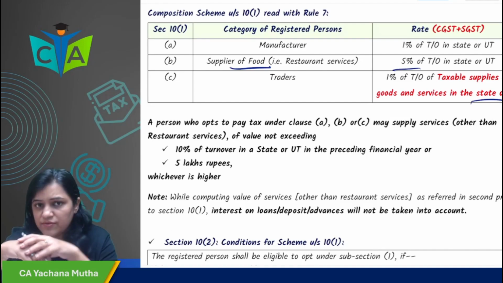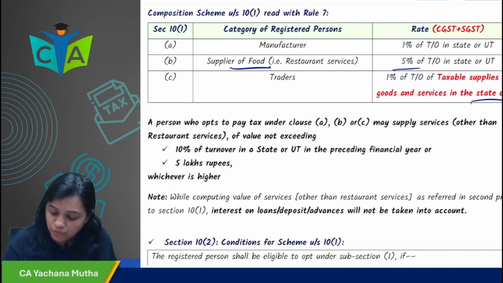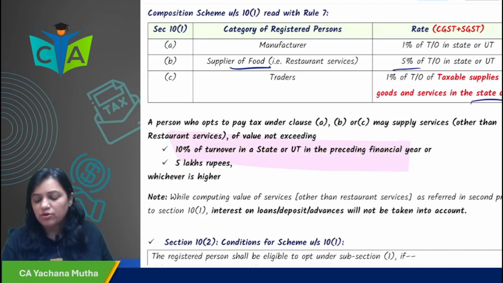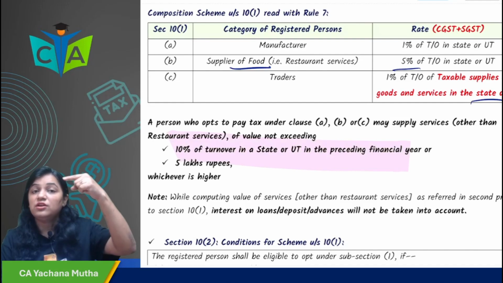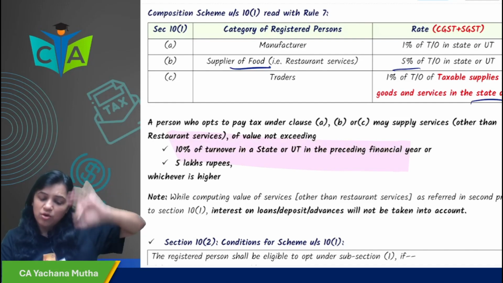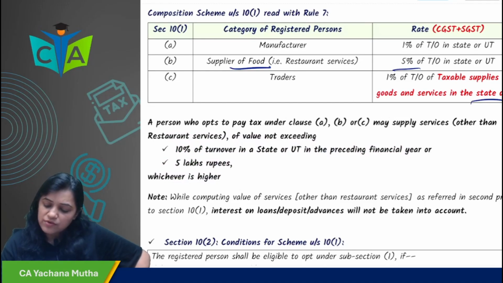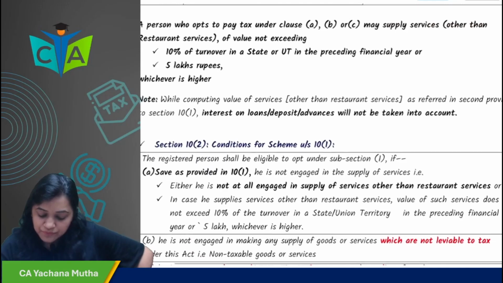Now, if you are providing services, is service allowed for 10(1)? Yes, 10(1) people can definitely avail service, but a maximum amount of what? 10% of the turnover in the state or union territory. Which turnover of the state or union territory? Last year, the preceding year's turnover, 10%, or 5 lakh rupees, whichever is higher. You can provide service of up to a maximum of this amount. I hope it is clear.